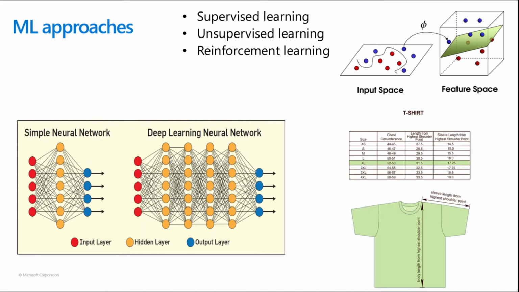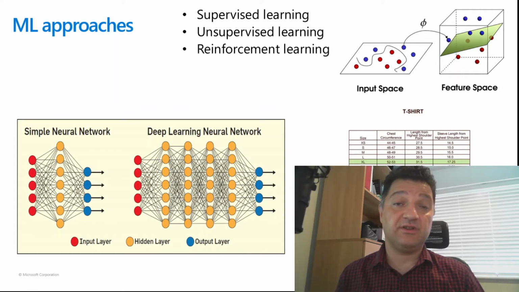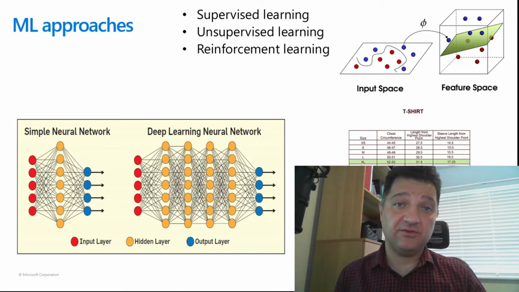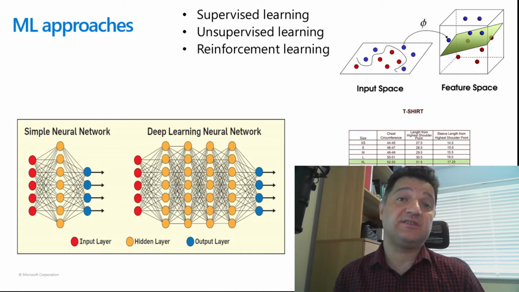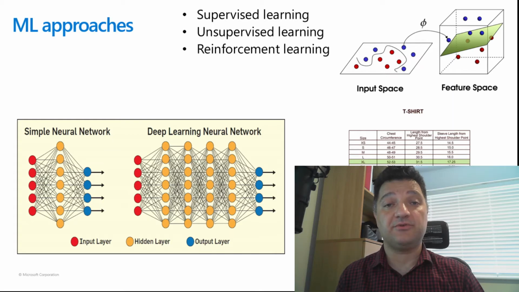In reinforcement learning, a computer program interacts with a dynamic environment in which it must perform a certain goal, such as driving a vehicle or playing a game against an opponent. Chess and Go are two good examples where computers excelled in this, and these are typical reinforcement learning based approaches.